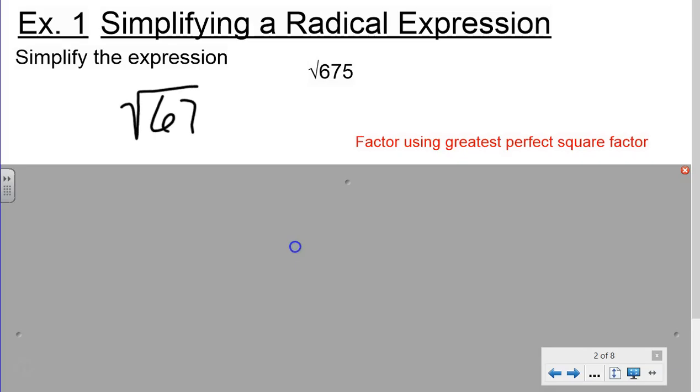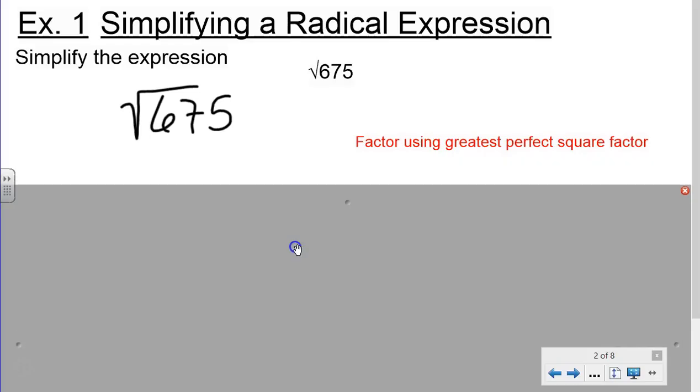So is there a function for this or a calculator? You have to do this by hand. And so the first step is to factor using the greatest perfect square factor. What two numbers multiplied together make 675? We want to try to factor out any perfect squares we can to get it simplified. That is a step to getting it simplified. 5 and... 2 by 675. Yeah, try it out.